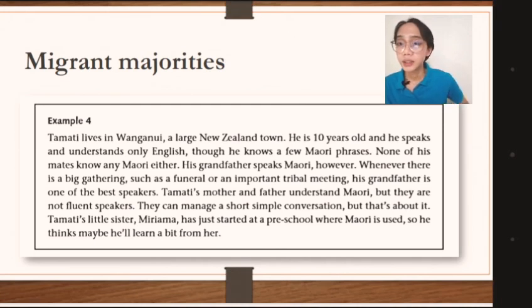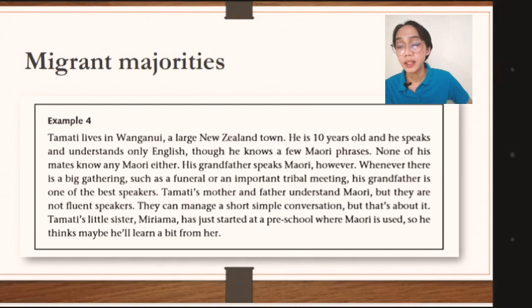Next, Tamati's mother and father understand Maori, but they are not fluent speakers. They can manage a short, simple conversation, but that's about it. So here, everyone, we can see that by the time of Tamati's parents, the Maori language was already slowly disappearing and undergoing language shift, because his mother and father only understand it and can only manage a short, simple conversation, and they are not even fluent in speaking the Maori language.